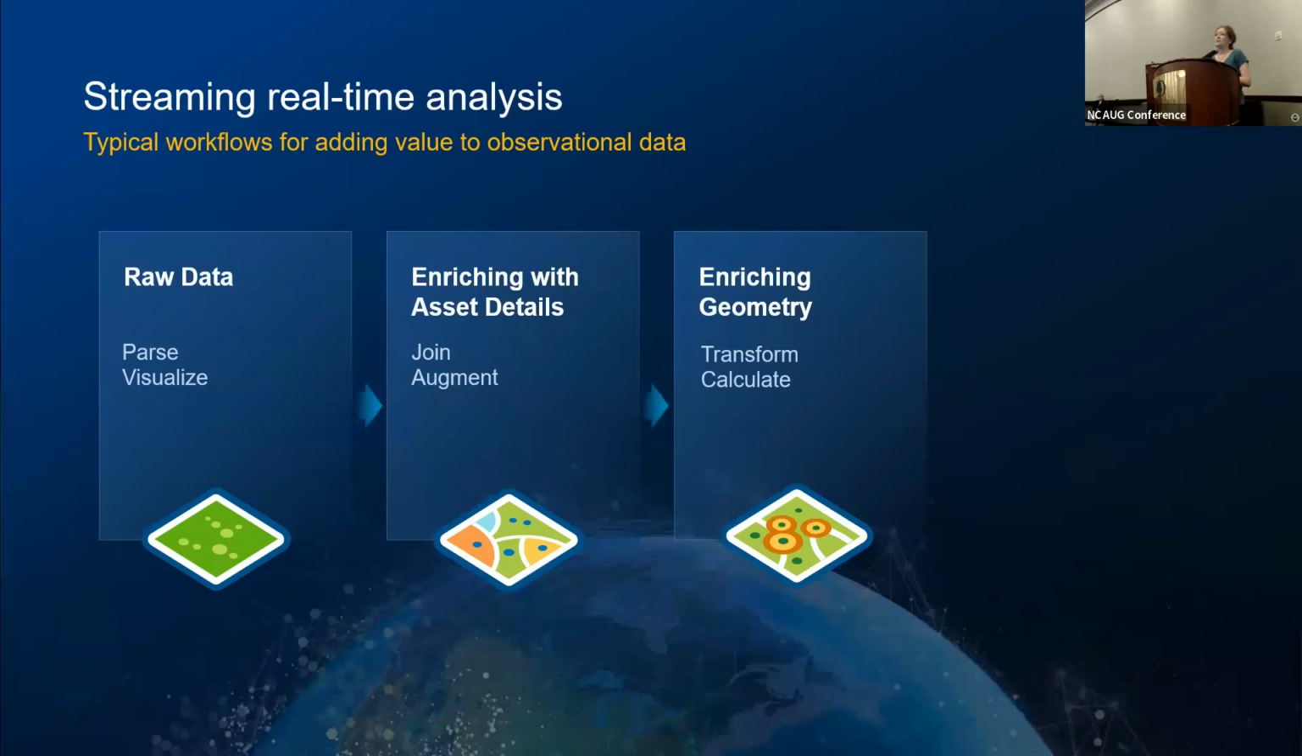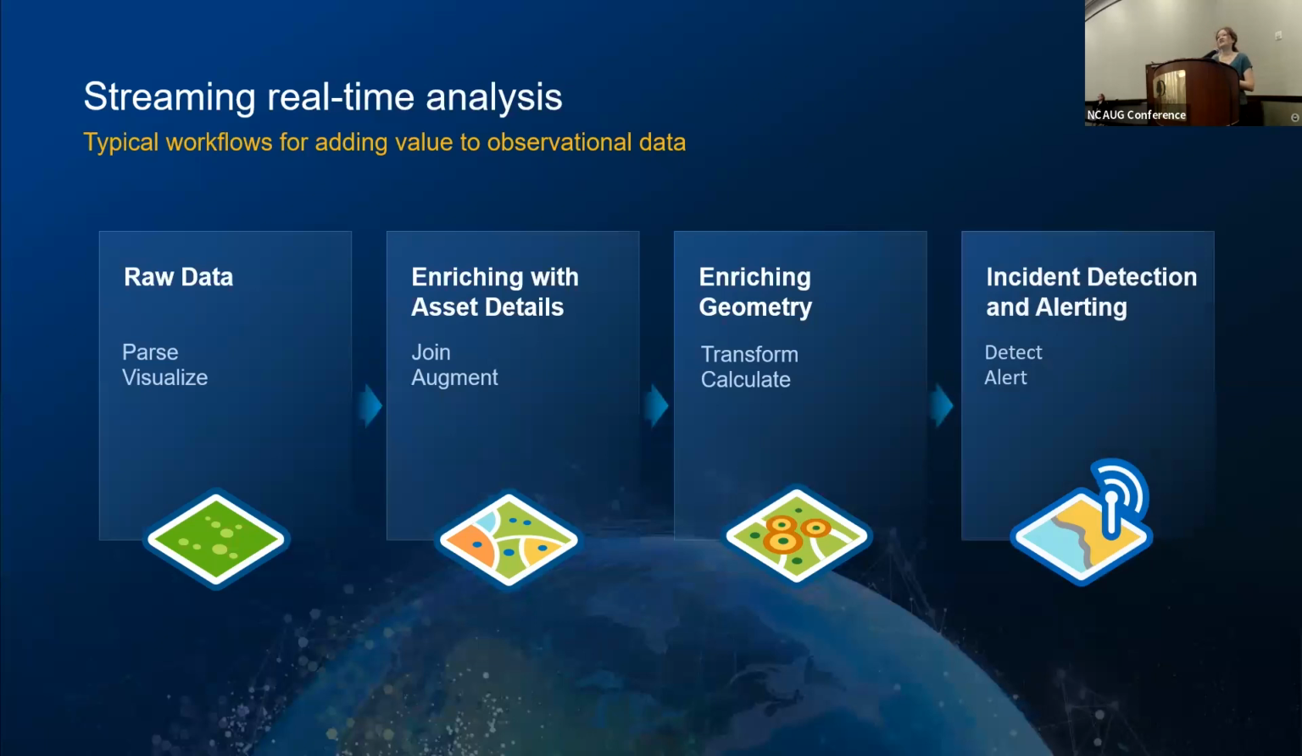But there are also geometry transformations that you can do. So for example, I have a vehicle moving around and I want to calculate a range fan. So I want to use the speed and the heading to understand where it is most likely that this thing is going to be next, or what it can see from here. So that's another example of enriching geometry.